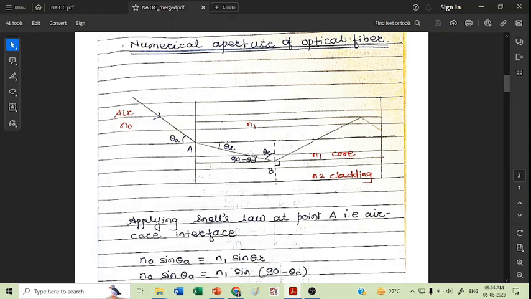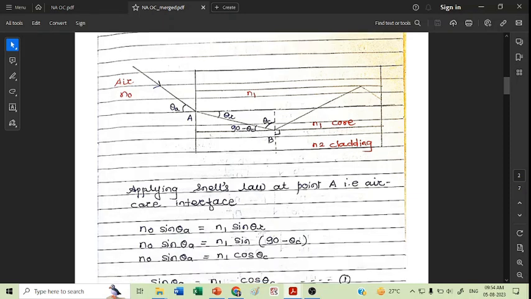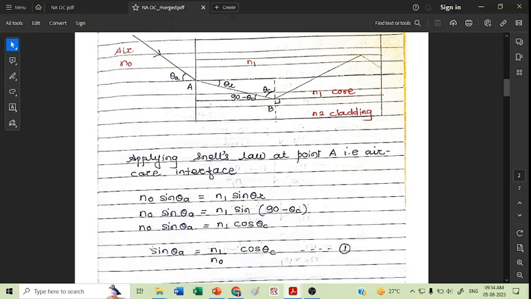As we know that theta R, this angle and this angle is same, as it is taking a Z shape. So this and this angle is same. So theta R is nothing but 90 minus theta C. So here we are replacing theta R by 90 minus theta C. Now as you know that sine 90 minus any angle is cos theta. So it becomes N0 sine theta A is equals to N1 cos theta C. So easily we can find out theta A. Sine theta A is equals to N1 upon N0. This N0 will go here into the denominator. So it is N1 upon N0 into cos theta C. Give it as equation number 1.